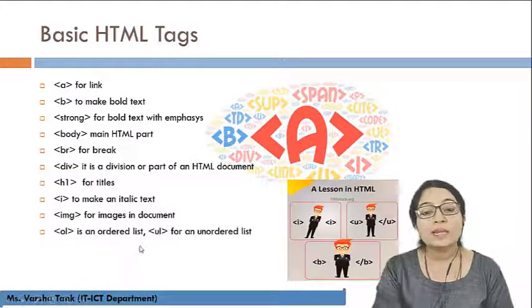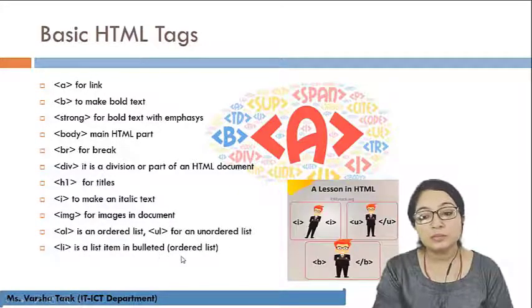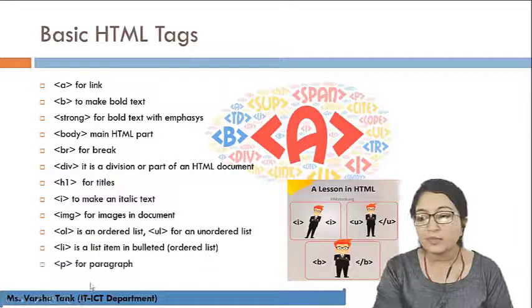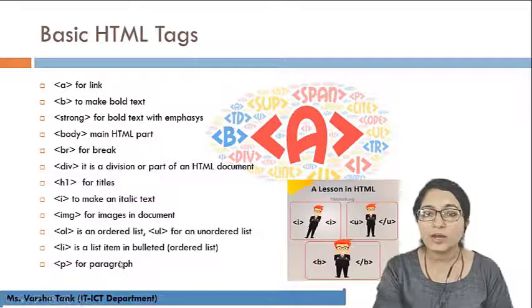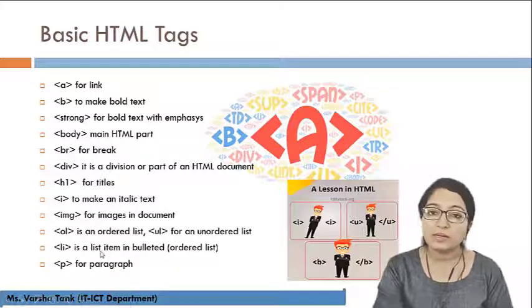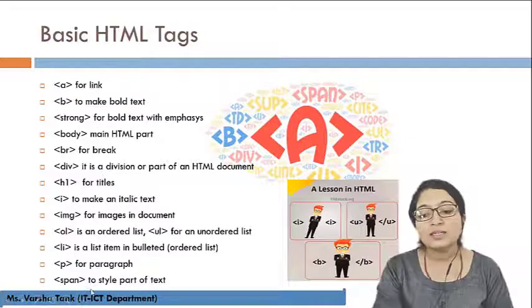OL is an ordered list. UL for the unordered list that you can use. LI is a list item in the bulleted or ordered list. P you can use for a paragraph. So these are some of the tags and many more tags are available with the HTML document. And last is span to style a part of the text.